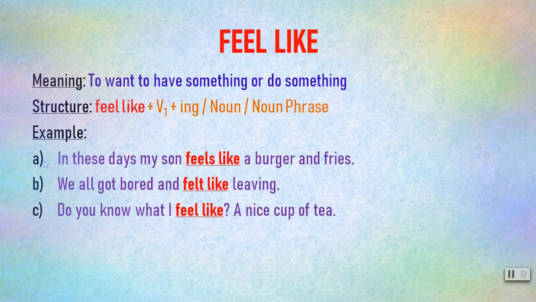The examples, A. These days, my son feels like a burger and fries. Okay, my son, third person singular number, and that's why feel is feels. Verbal phrase, so it must follow the subject. It means that these days, my son wants a burger and fries. My son would like to have a burger and fries.